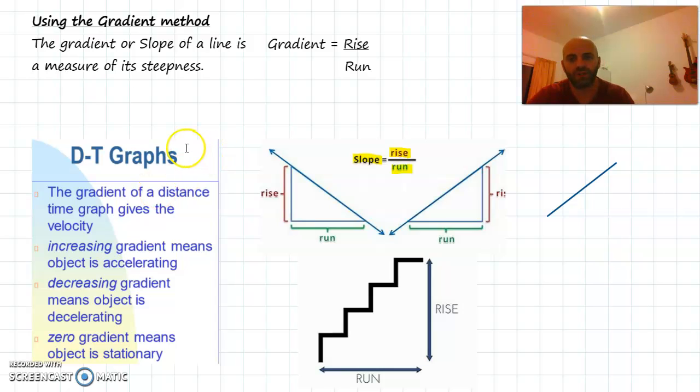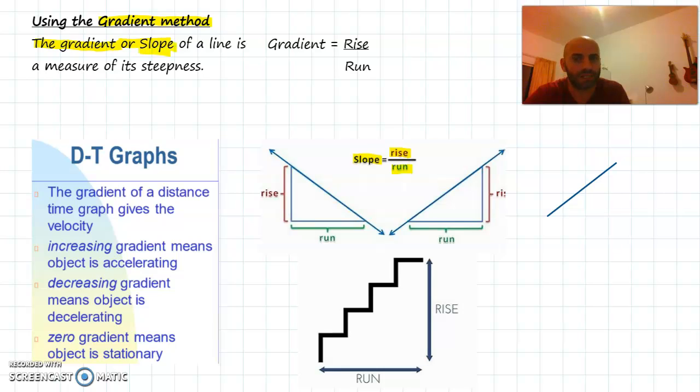Okay, so this part of the video is about using the gradient method or the slope method to calculate the speed or the velocity of the object. Okay, so what is a gradient? The gradient is a mathematical thing. Okay, it's something you'll use in maths.